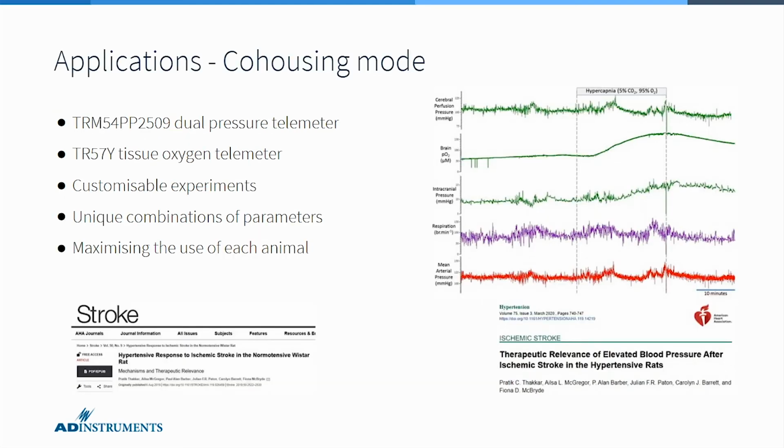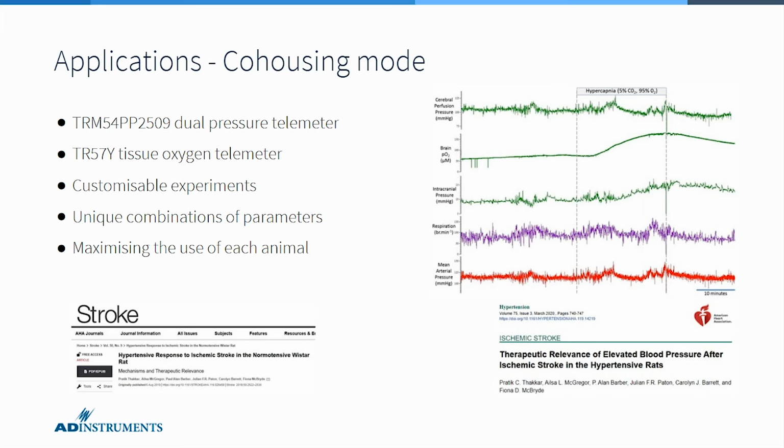And then finally, I just want to highlight the application of co-housing mode by implanting 2 telemeters in 1 rat. So these guys at the University of Auckland in New Zealand, in Fiona McBride's group, implant the dual pressure telemeter and the 57Y tissue oxygen telemeter in a rat model of stroke. And this allows them to record arterial blood pressure, intracranial pressure, and brain tissue oxygen in their stroke model.